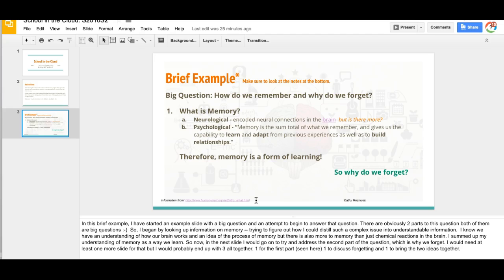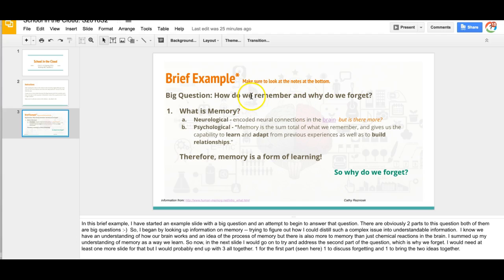So I addressed the first part, like how do we remember? Well, we remember because we have chemical processes in our brain, but we also remember to learn and adapt and to build relationships. That's a form of survival, right? So I could flesh this out a little bit and say that it's a form of survival. As I'm learning more, I can adjust the slides a little bit. But I also know that I'm going to need a second slide on why do we forget? So I would definitely at least have one more slide, but I would probably have 3 altogether.